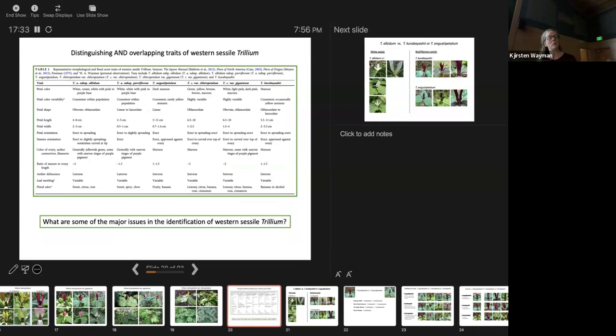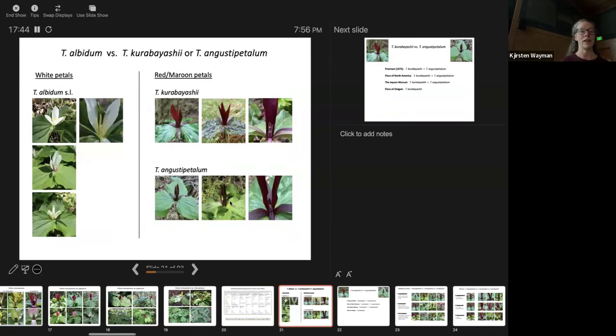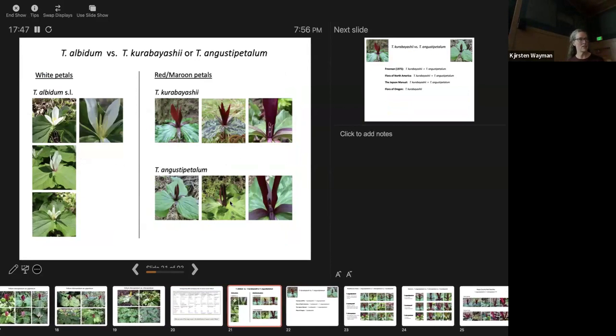And also, we'll see that a lot of these traits overlap. We're not going to look at the details, so hopefully you can't even see them. I'm going to talk to you in detail about what some of the major issues are in identifying these Trillium. So first, if we're confronted with a Trillium albutum versus a Trillium kerbiaceae or angustipetalum, these are going to be quite easy to distinguish because, of course, Trillium albutum has white petals. It's got stamens that are twice the height of the ovary. They're splayed out and away from the ovary, whereas kerbiaceae and angustipetalum both have maroon petals.